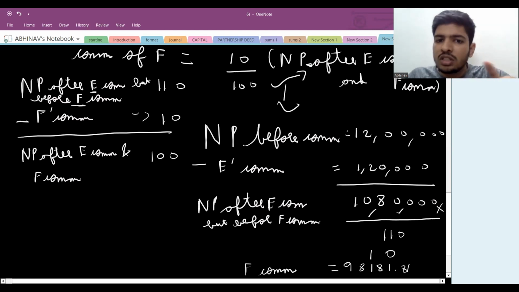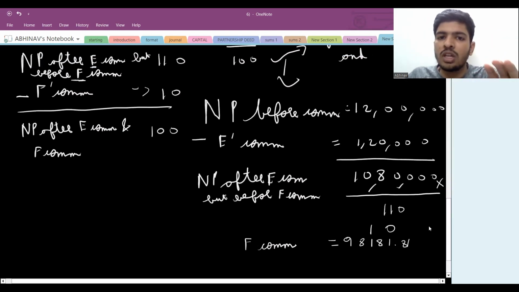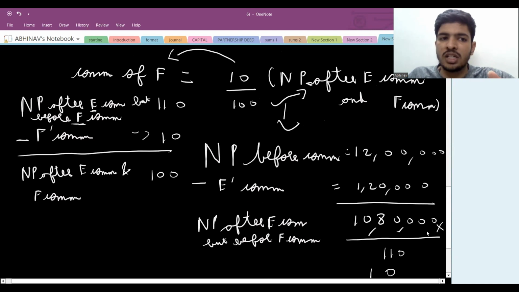So this is how it works. This is everything that the examiner can trouble you with regarding before commission, after commission. So if you know one thing, you can find the other two.